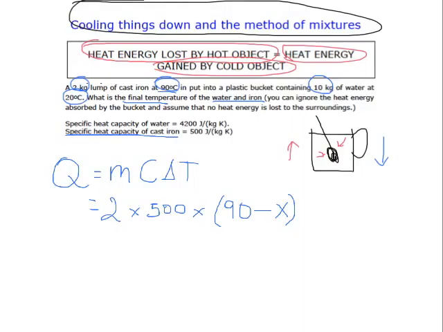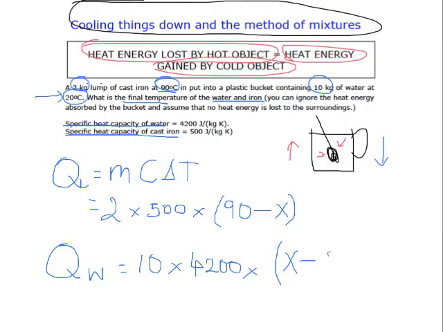Now where did all of this energy go? Well, the water was at 20 degrees. So all of this energy went into the water. So let's have a look now. Q of the water, and let's call that Q of the iron. Heat, thermal energy in the iron, thermal energy in the water. This time we've got a mass of 10 kilograms times specific heat capacity of water, 4,200, times the change in temperature. Now the change in temperature ends up at X, but it started at 20, so the change would be like this.